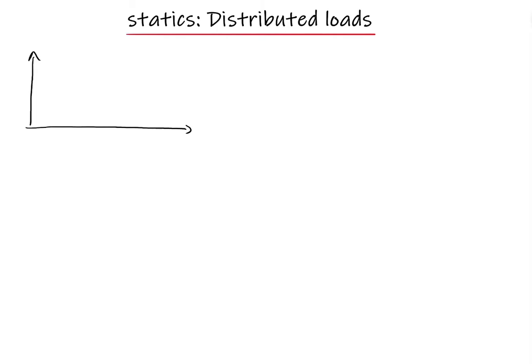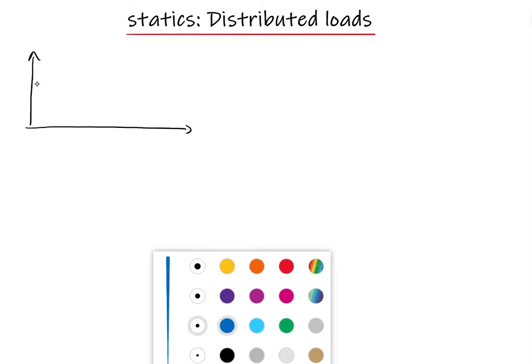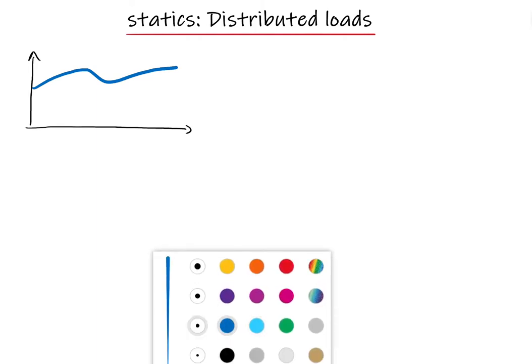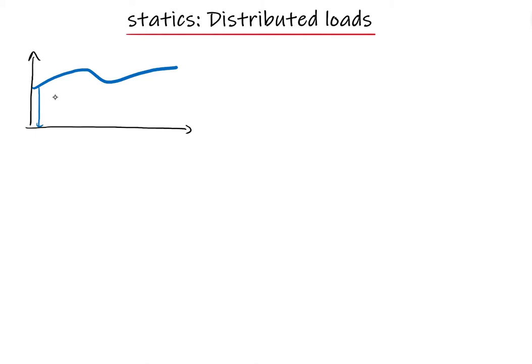Okay, so we have a distributed load like this. This distributed load is made of a lot of little forces that apply. Let's say we have a beam there, and the load is applied on the beam. Because there are a lot of little forces, we call all those little arrows dF.